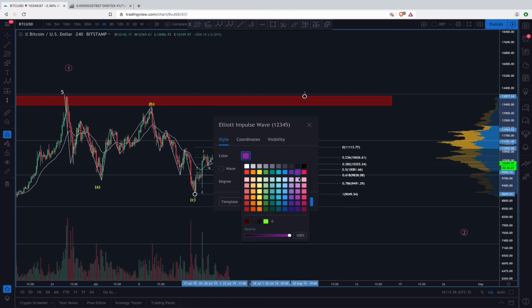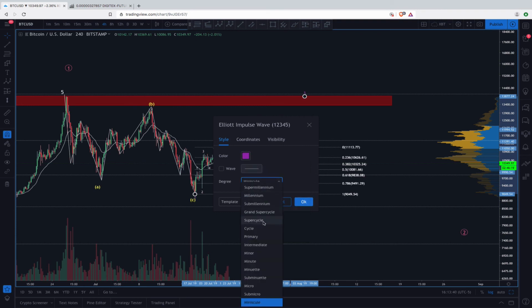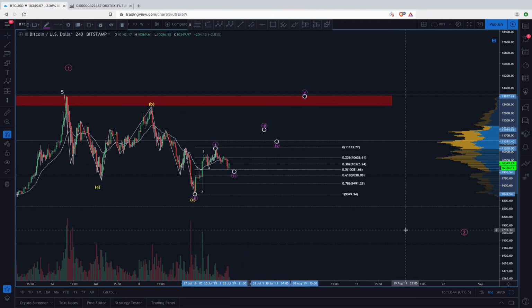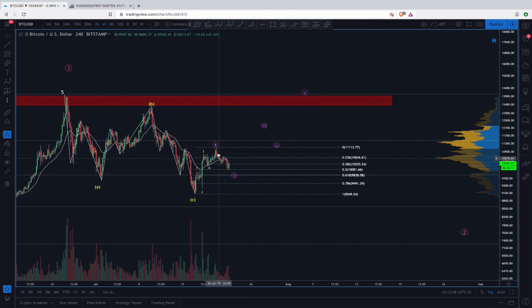I don't know what color to make this. Let's see, and change it to something like that. So this is what I would be looking for. You can kind of see that we've put a little bit of an ABC in right here. So the C very well could be complete on the 0.5 fib. I mean, this looks like a picture perfect ABC. So we could be finishing there and heading up.